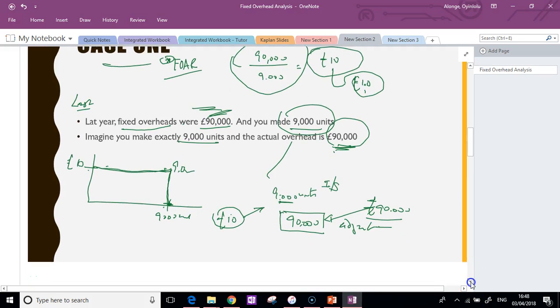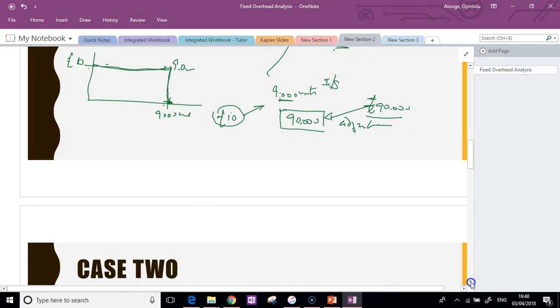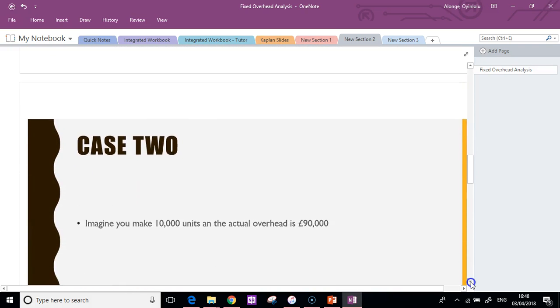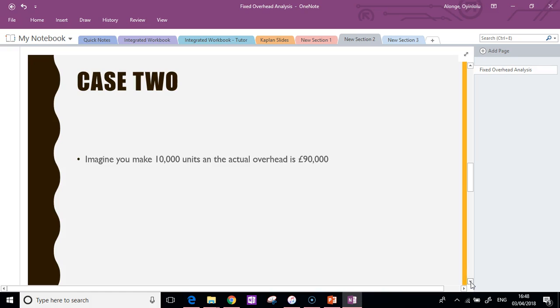Okay, so we did case 1, and now I'm going to move on to case 2, so we can build slowly. So imagine, based on case 1, my fixed overhead absorption rate, I've decided to attach 10 pounds, and hopefully you're beginning to see where I'm going with this. You're treating it like some kind of variable cost. So you're saying £10 per unit. So what do you do? You make 10,000 units.